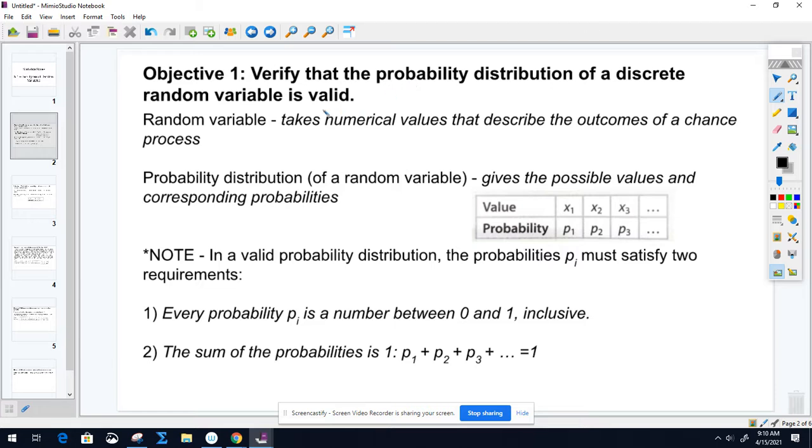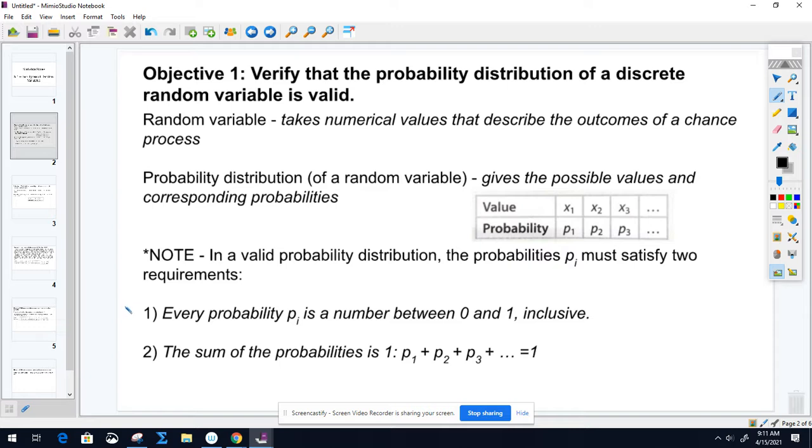So probability distribution of random variables gives the possible values and the corresponding value. So again, the value will be written at the top of the table, and then the probability will be underlying it as well. So the first value and the probability will be right underneath it. Okay, so this is important. Two things for a probability distribution to be valid. Okay, the probability is pi, and that's just a subscript. It must satisfy two requirements. Really important here.